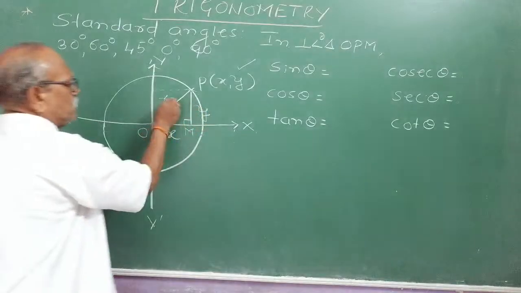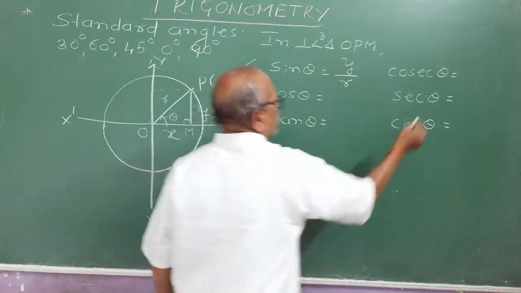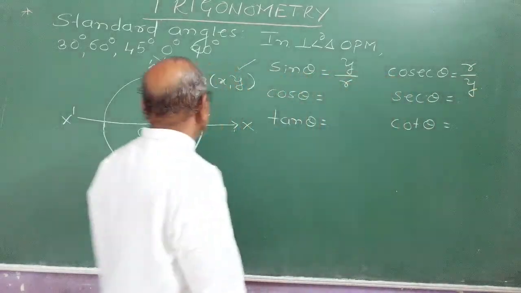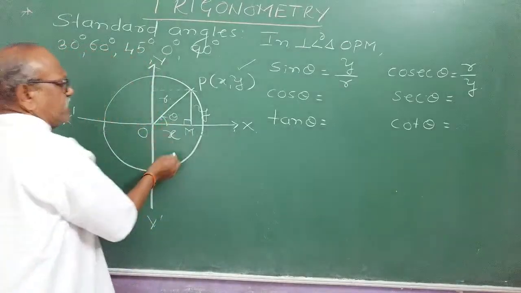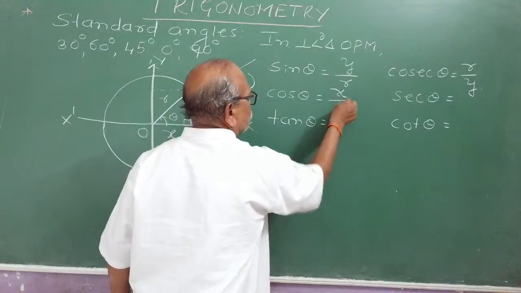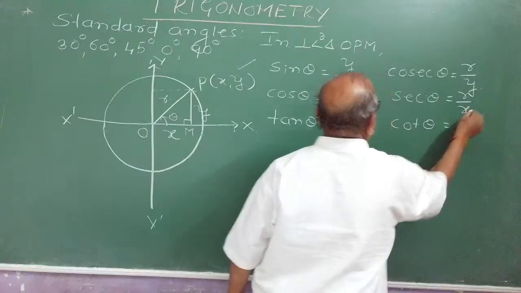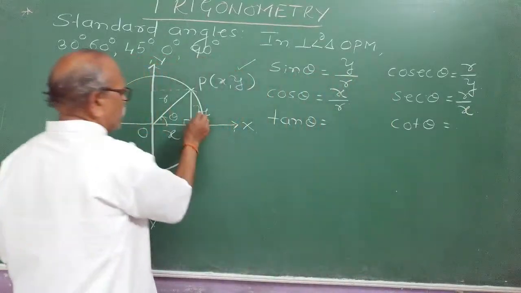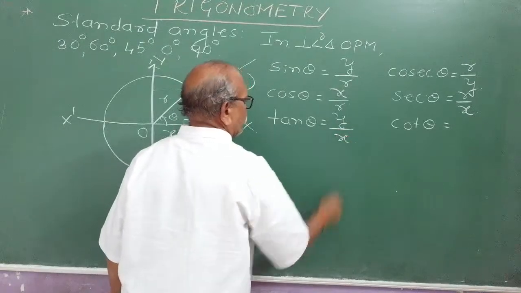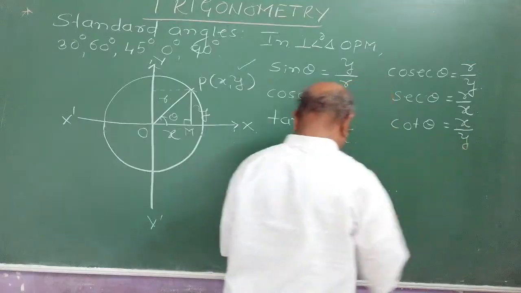Recall, sin theta is opposite upon hypotenuse, which will be y by r. Cosec theta will be reciprocal of it, r by y. Then you have cos theta. Cos theta is adjacent upon hypotenuse, which is x by r. Sec theta is r by x. What is tan theta? Opposite upon adjacent, which is y by x. Cot theta will be reciprocal of it, which will be x by y.